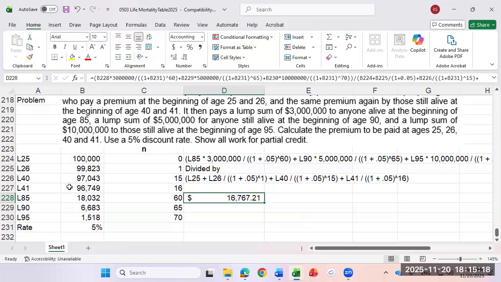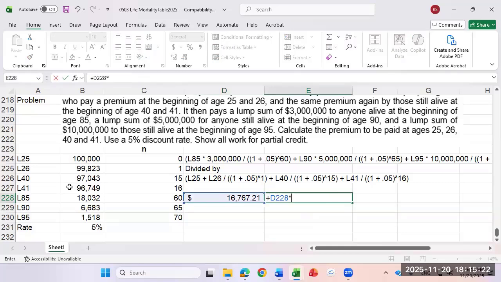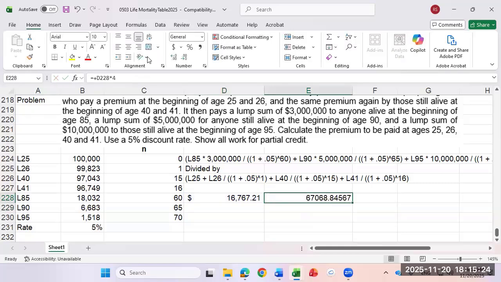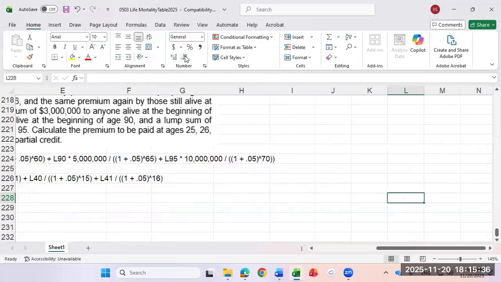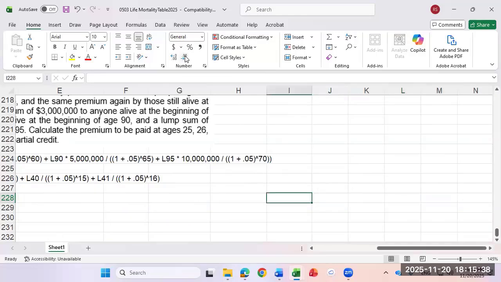So 16,000 bucks. You pay 16,000 bucks 4 times, or 67,000 bucks, and all you've got to do to get $18 million is pay 67,000 bucks and then live to be 95, and you get 18 million bucks. Sounds pretty good. Let's see if it works. So we'll try it out. You don't get to do this on the exam, but let's do it by age. We'll start at age 25.